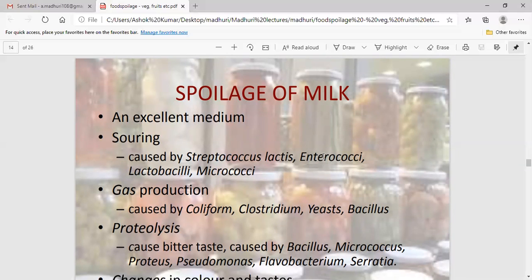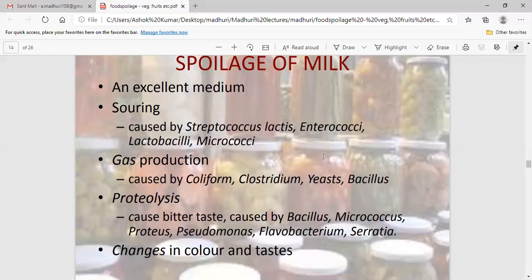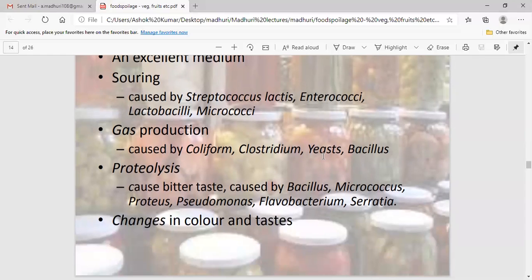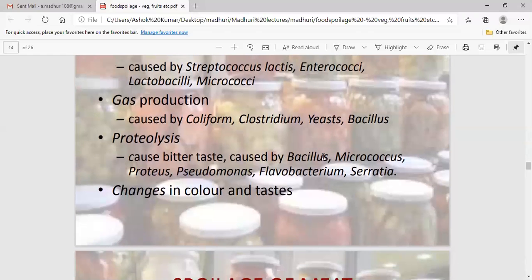And next is proteolysis. It is caused by Bacillus, Micrococcus, Proteus, Pseudomonas, Flavobacterium, and Serratia. When proteolysis happens in the milk product, it will cause a bitter taste. Means the milk turns bitter, with changes in color and taste. Color will also change if we keep it for a longer time, and taste will definitely change.